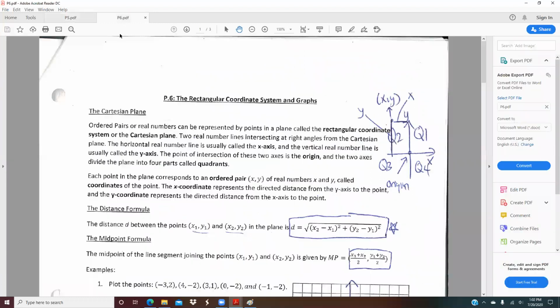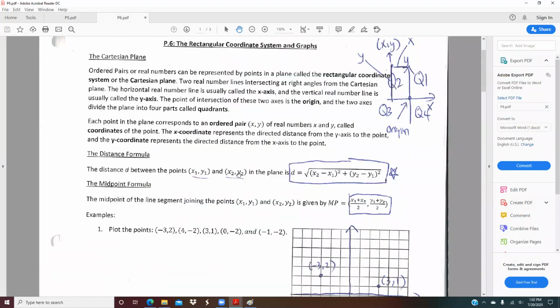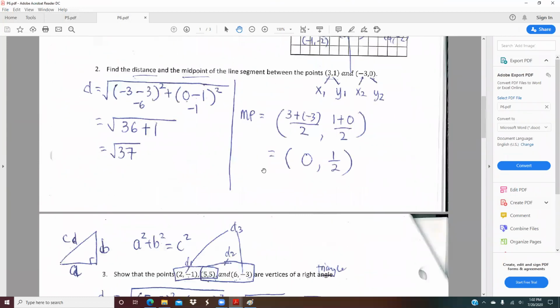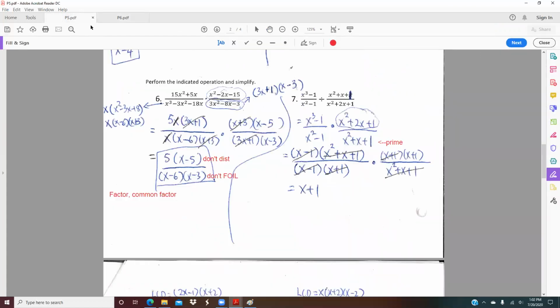Because P6 is a very easy lesson, because it's all about coordinate systems and the distance formula. So it's a very short lesson for P6 actually, very easy. P5 is the one that we have to spend a bit more time on.